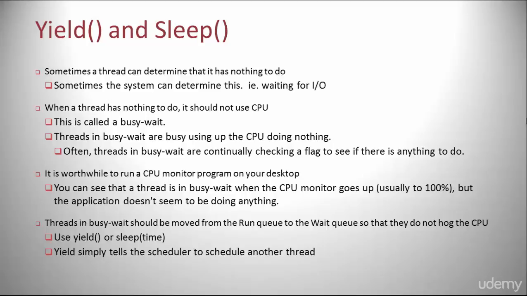It is worthwhile to run a CPU monitor program on your desktop. You can see that a thread is in busy wait when the CPU monitor goes up, usually to 100%, but the application doesn't seem to be doing anything. Threads in busy wait should be moved from the run queue to the wait queue so that they do not hog the CPU. We can use yield or sleep time. Yield simply tells the scheduler to schedule another thread.